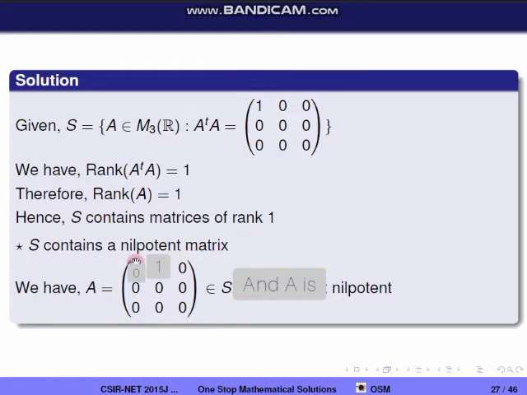First option, S contains a nilpotent matrix. So we have A equal to the matrix with 1 in the first row, second column and 0 elsewhere, which belongs to S because it satisfies the condition. And we see that A square is equal to 0. Therefore, A is nilpotent. So S contains a nilpotent matrix. Hence, option 1 is true. Now we'll check the other options.